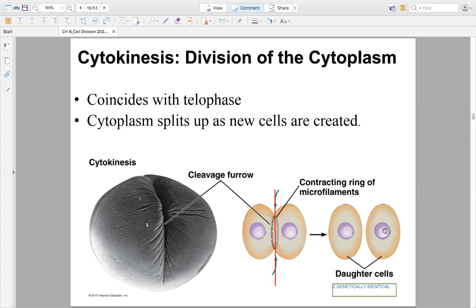That means the DNA here and here are exactly the same. And that is the reason why every cell in your body has the same DNA, because of the cell cycle and because mitosis is so precise, and it typically doesn't make mistakes. Mistakes can be made though.